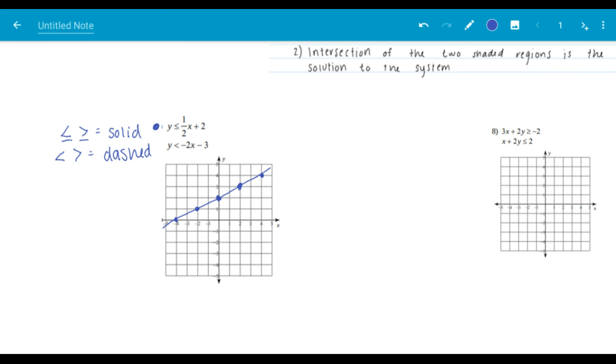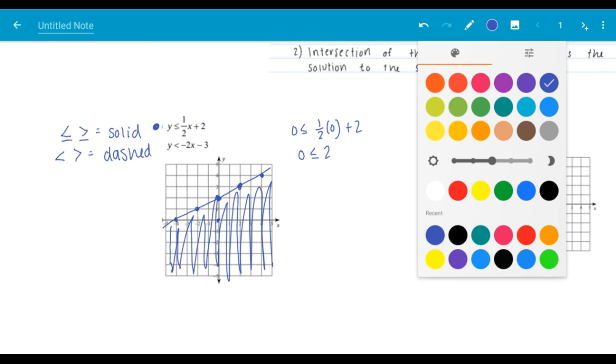So we're shading below, or you can choose to do the test point, so you can test the origin. So we get 0 is less than or equal to 1/2 times 0 plus 2. We get 0 is less than or equal to 2, and that is true. So the origin is a part of my solutions. So I'm going to shade underneath this line.